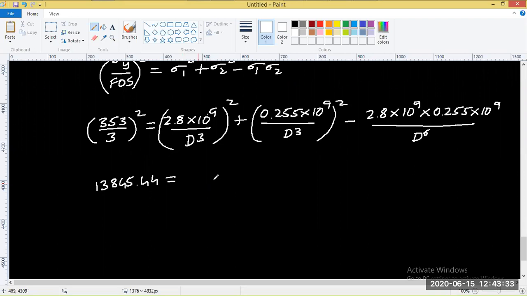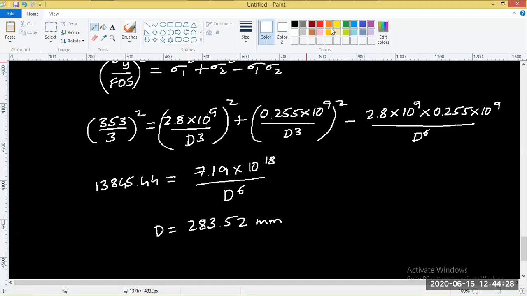Let me find out RHS here. So what you can do, you can put this value squared plus this value squared minus this multiplied, and enclose all of this inside brackets. So you'll get a big value like 7.19 into 10 power 18 whole divided by d power 6. So plug this into the equation and for the diameter, you get a value by doing your calculator as 283.52 mm. Okay, that's our last value for the diameter.